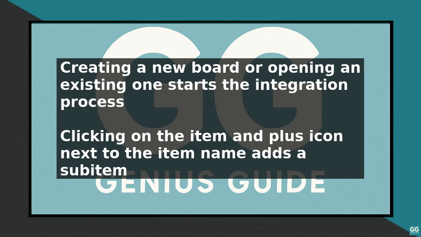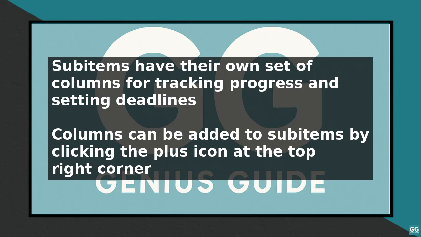To add columns to subitems, click on the subitem, then click on the plus icon at the top right corner of the subitem section, and select the column type you want to add. One of the key benefits of using subitems is the ability to roll up data from subitems to main items. This allows you to track progress and status at both the item and subitem levels.